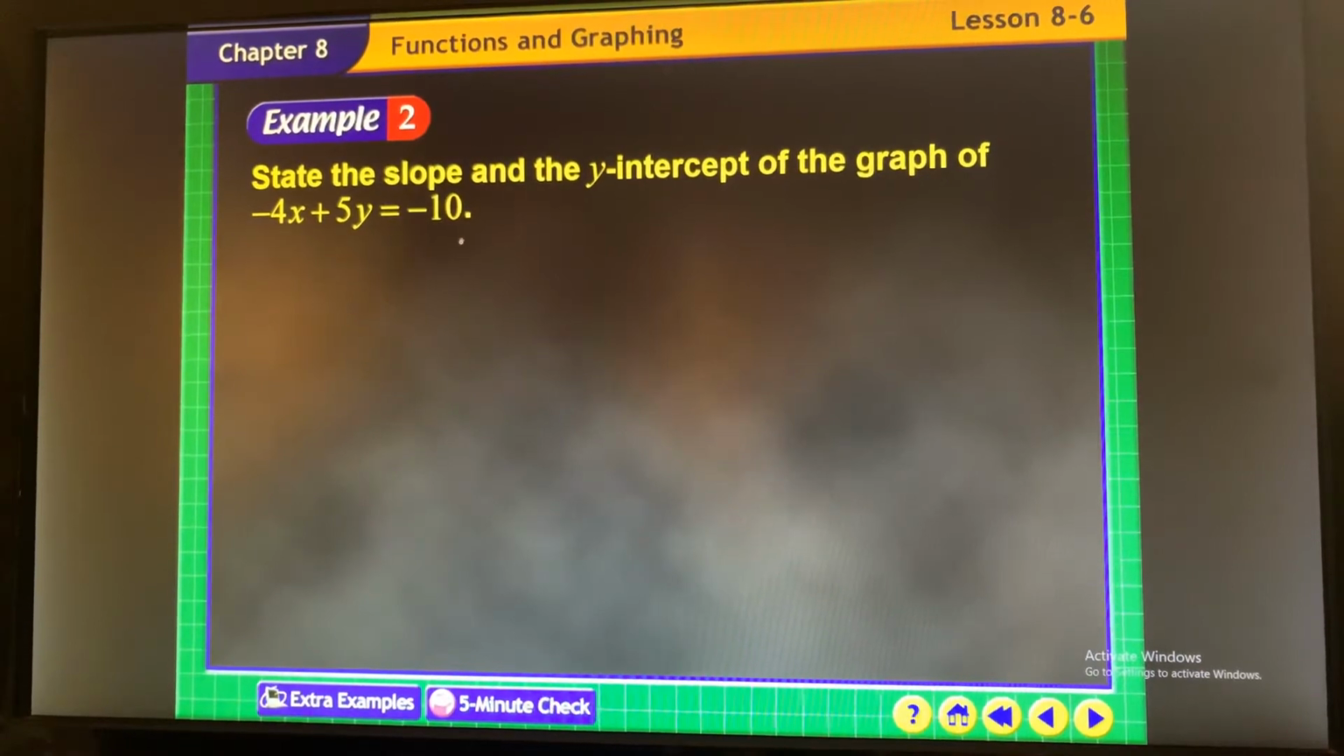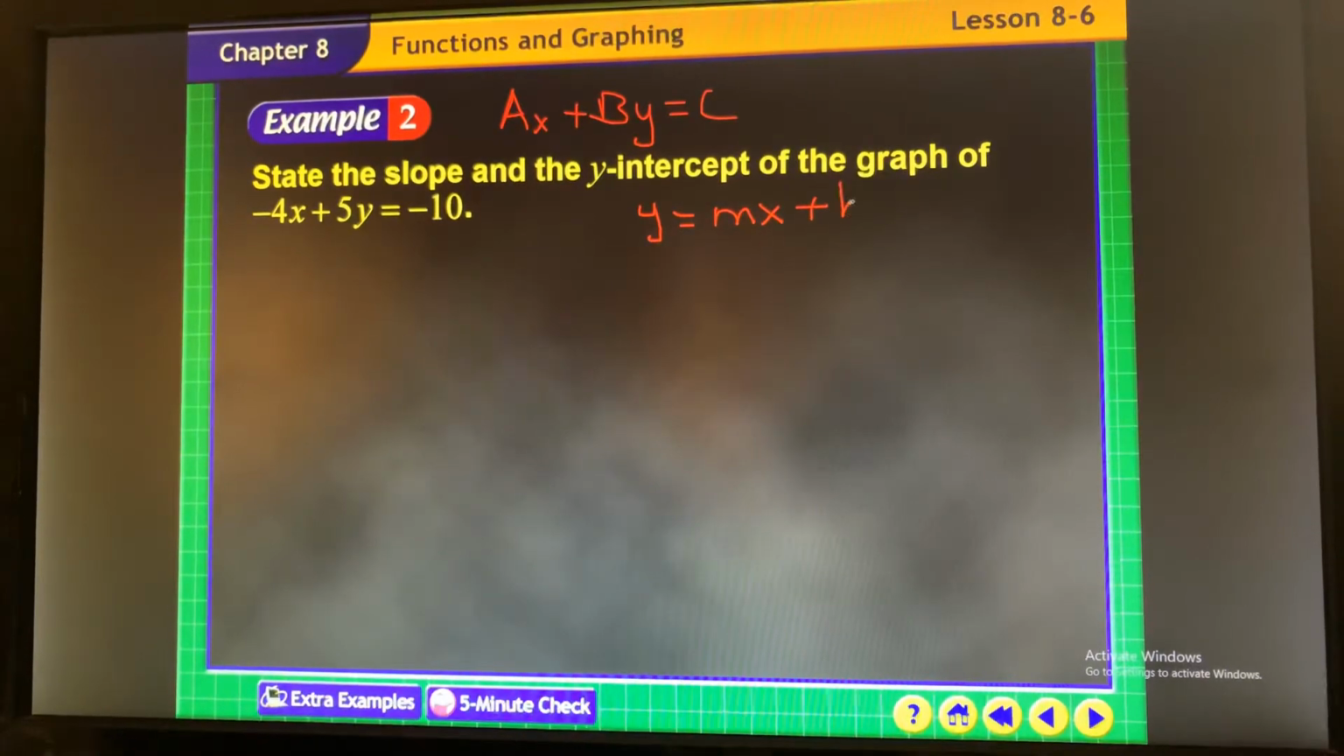Oh, it's in standard form. So remember, standard form, ax plus capital B, y equals c. I don't want it in standard form. I need it into y equals mx plus b format. So that means I need to solve for y. So start additive inverse, move this over to this side. 5y equals 4x plus -10.